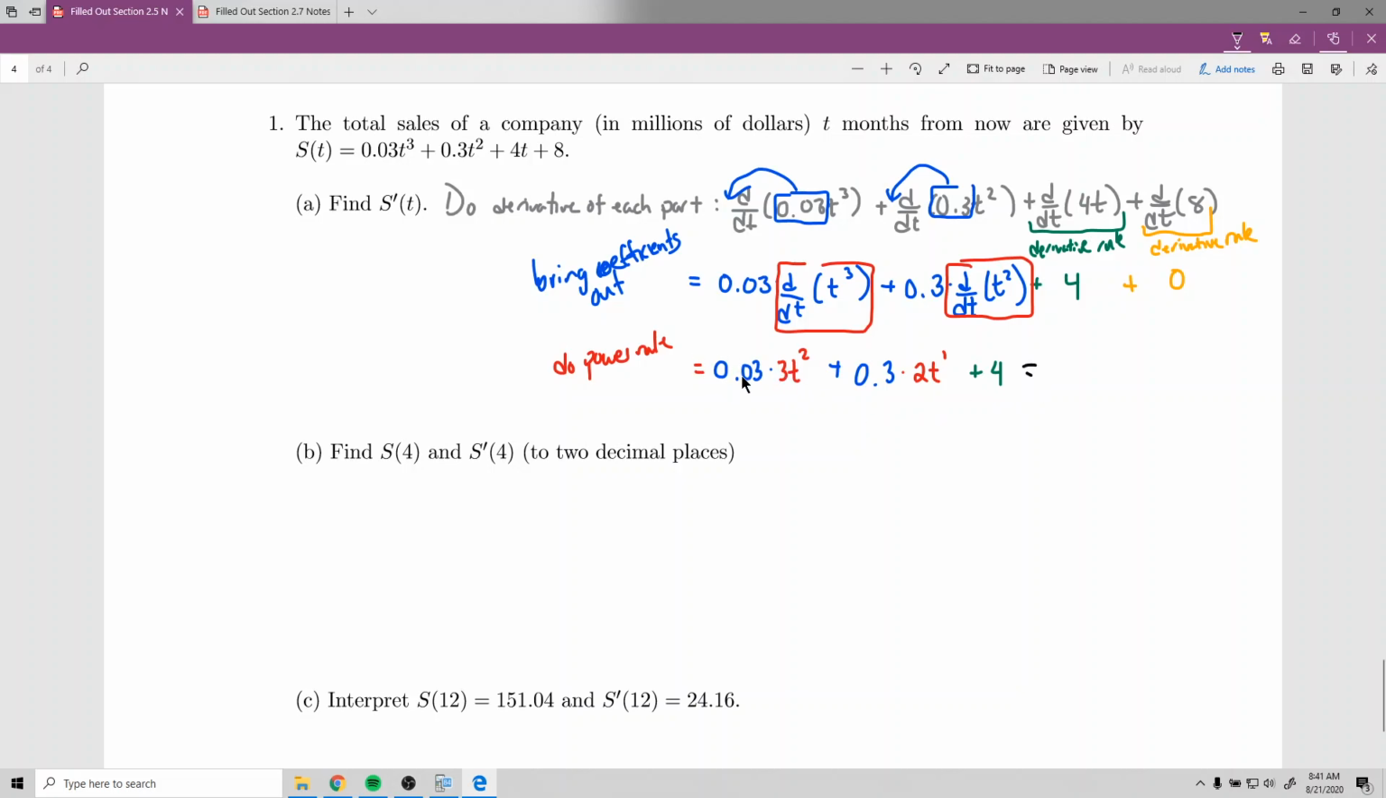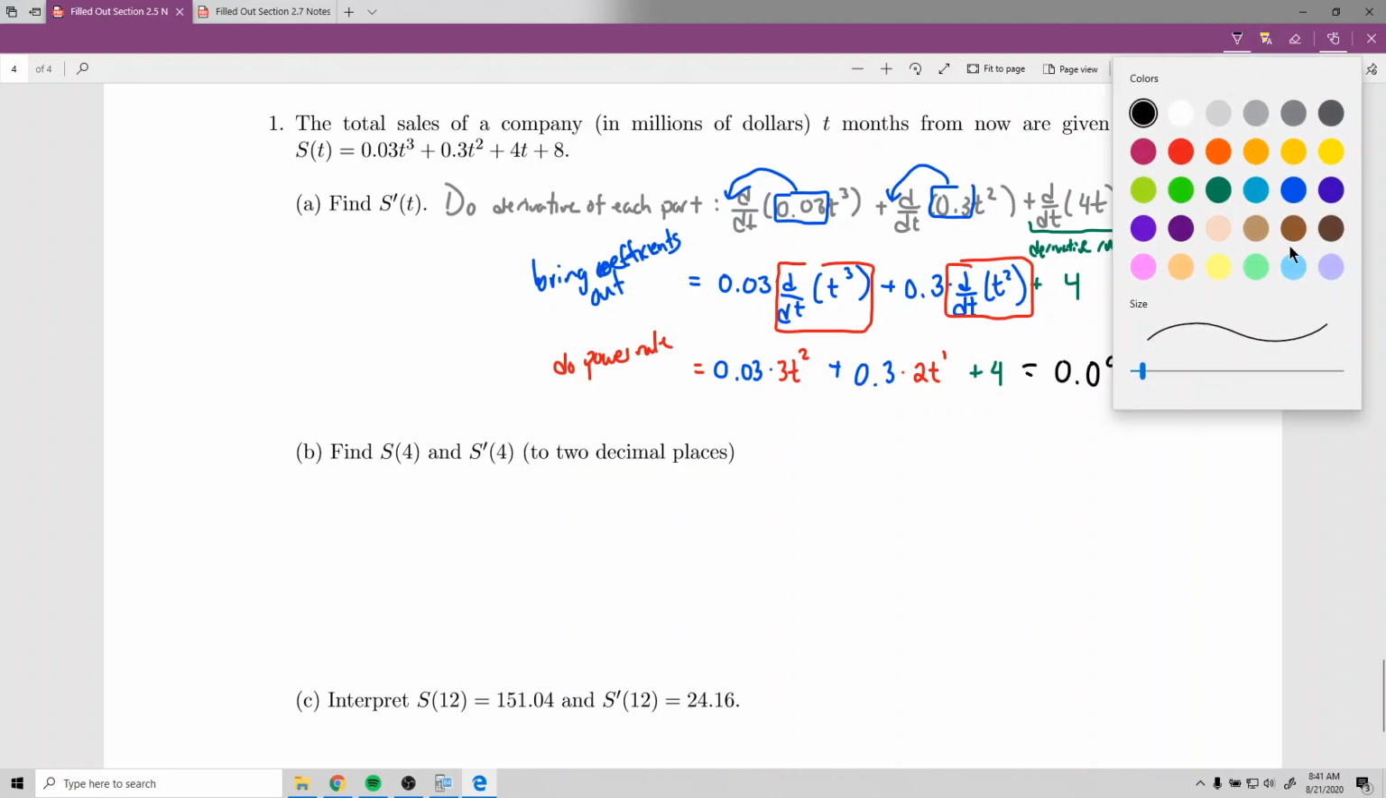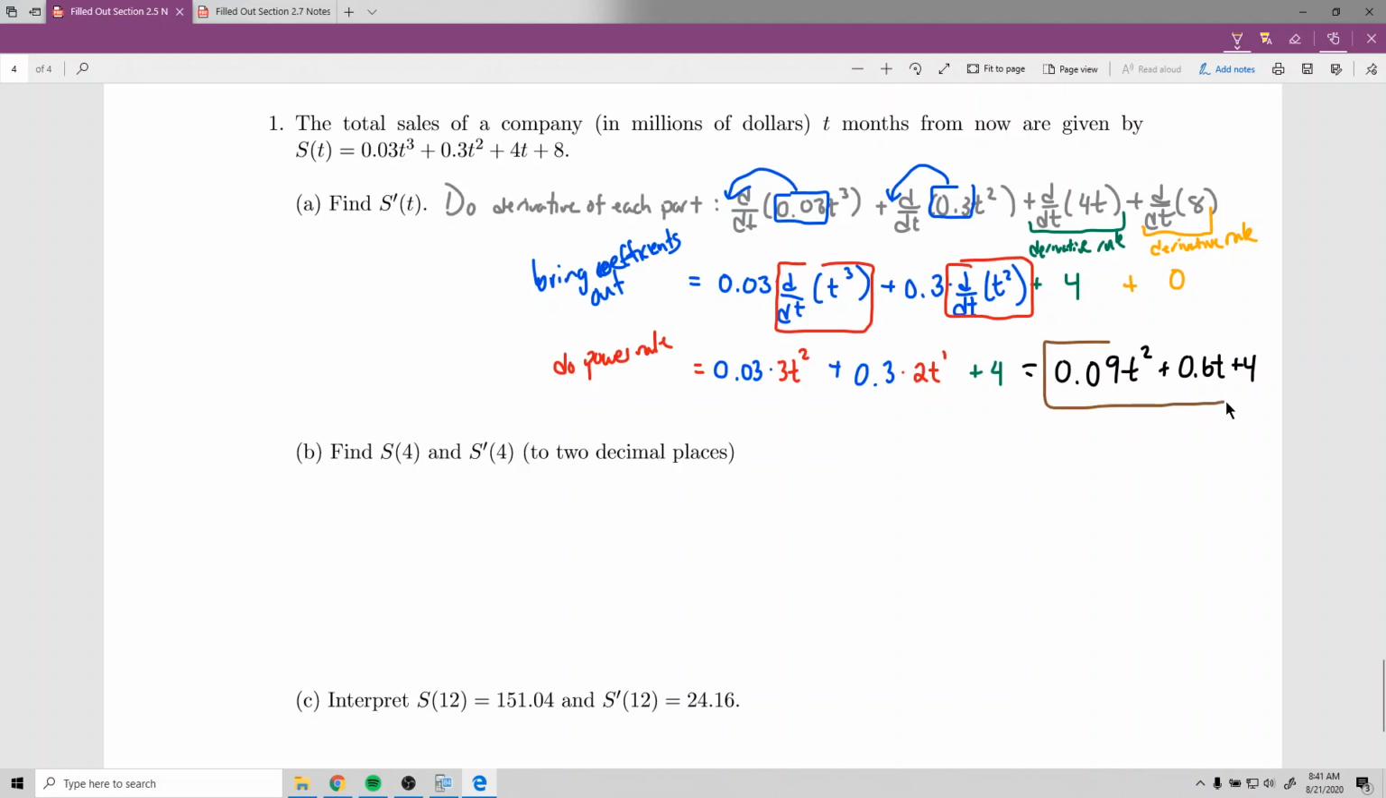Right, but now we simplify. 0.03 times 3 is 0.09. That looks kind of funny. Let me rewrite that. And then we got a t squared plus 0.3 times 2 is 0.6. We have t to the first power, which is just t, so I'm not going to rewrite the power, and then plus 4. All right, so that is s prime of t.